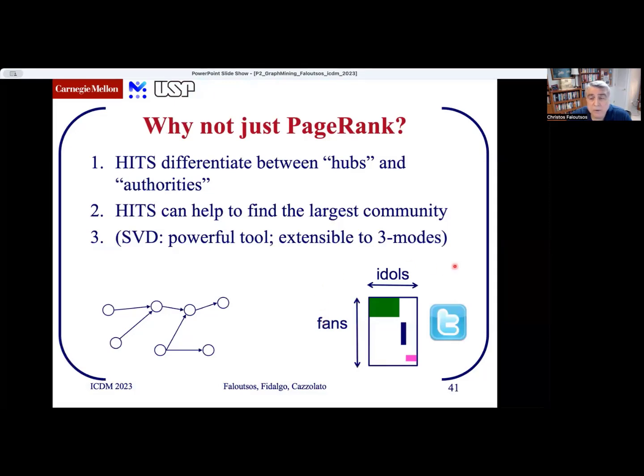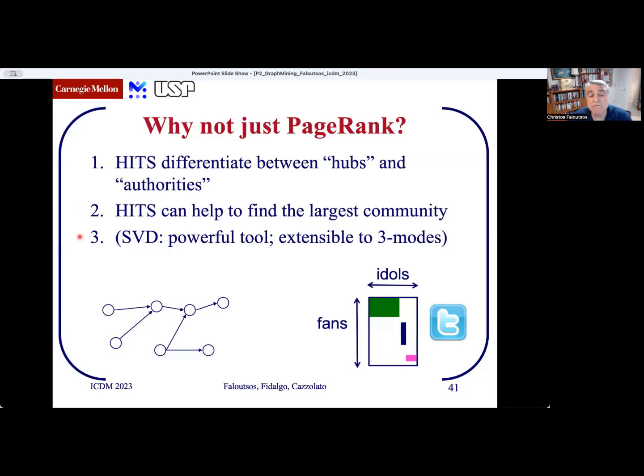Of course, you'll say, well, we already know PageRank and it's super successful, commercially very successful, right? Why do we need to discuss yet another importance algorithm? For three reasons. The HITS algorithm gives two scores for every node: how important it is as an authority, and how good a node is as a hub. If it points to good authorities, then it's a good hub. The HITS algorithm can help us find the largest community.